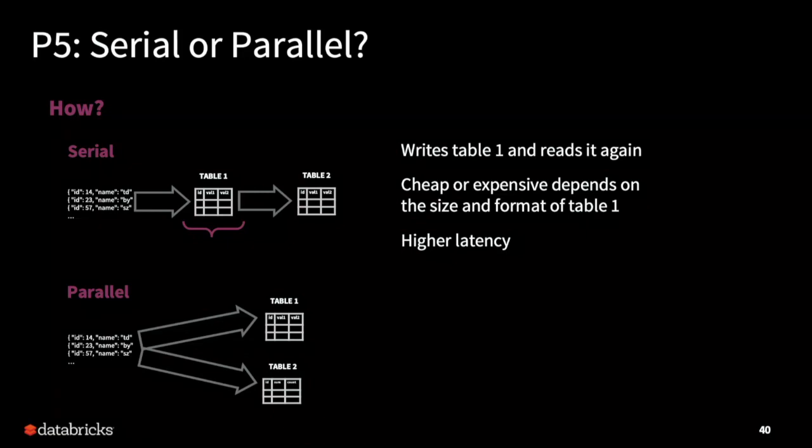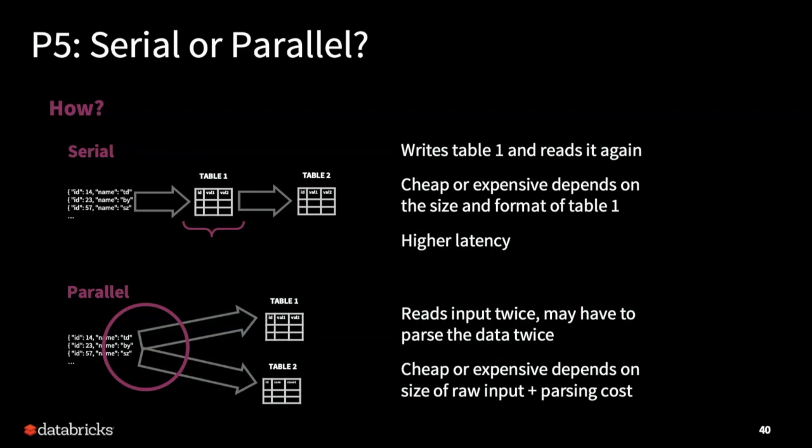Now, whether this is cheap or expensive depends on what is the data that you're computing in table 1. If table 1 is essentially much larger volume than table 2, then you're writing and reading back the same thing multiple times. That's not the best. And end-to-end, there's a higher latency. On the other hand, in parallel, the latency is lower, but you are reading the source data multiple times, which has its own disadvantage: if the source table is in some sort of an unstructured or semi-structured format that requires heavy-duty parsing, then you're doing that heavy-duty work twice in parallel, which is a waste of resources.